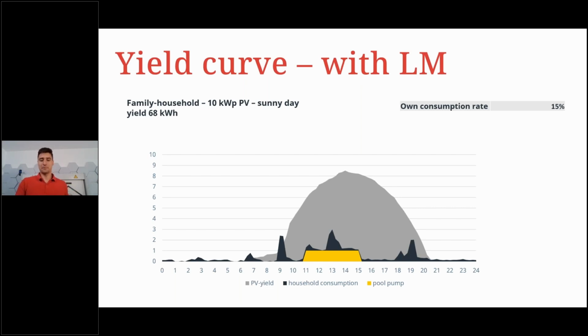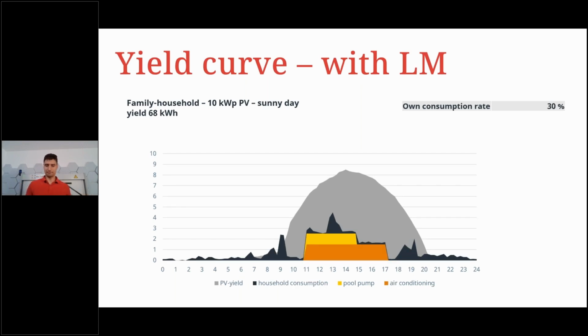We could also do the same with an air conditioning system. Again, the air conditioning system is running if there is PV energy there, and is connected to an inverter. The inverter tells the air conditioning system at 11 you can start running, and in the evening you can stop running. Again, we see our own consumption rate rising, and now we already have 30% of own consumption rate. So again, 30% of the gray area is now used and covered.